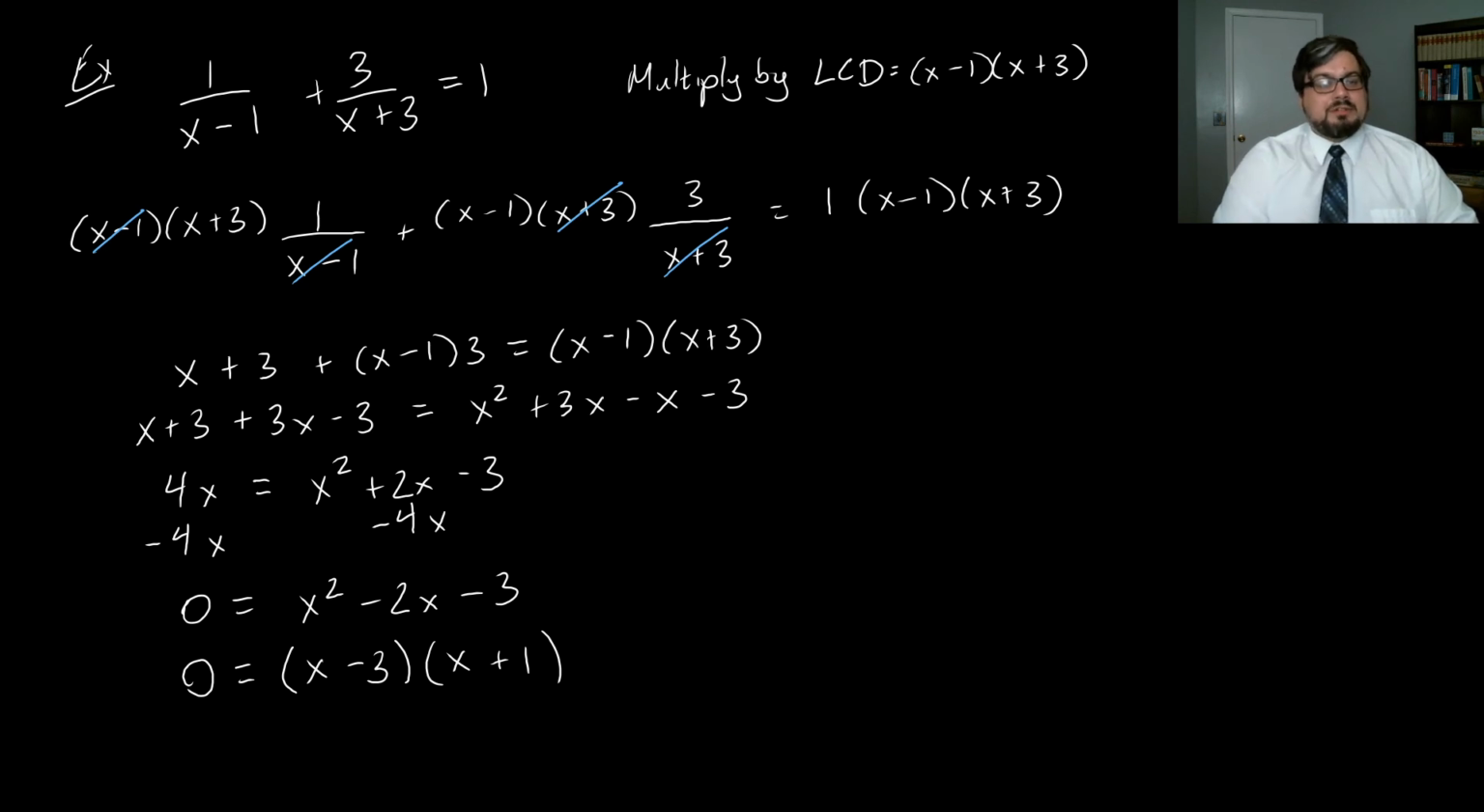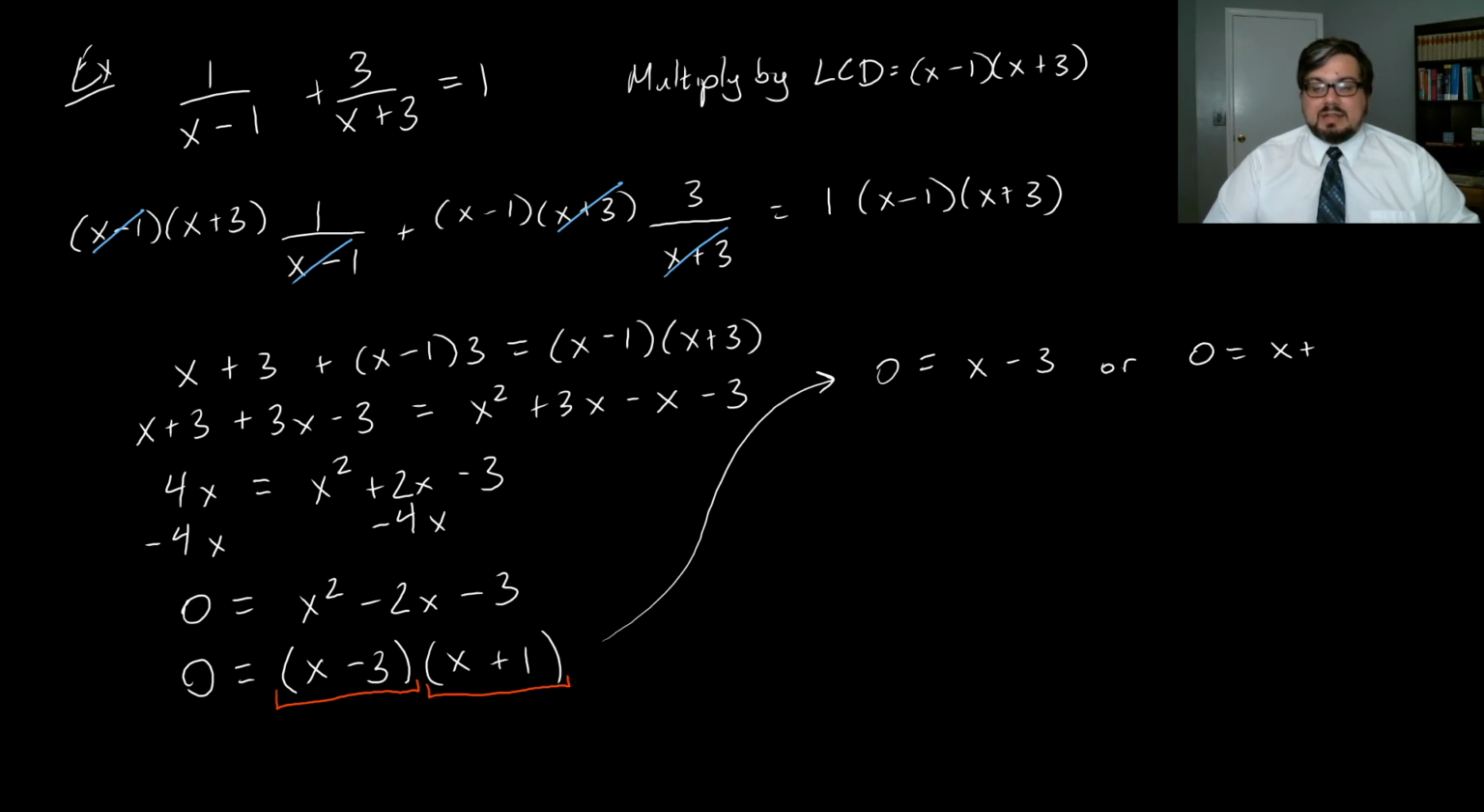So now we've reduced our problem to the point where we have two expressions, x minus 3 and x plus 1, multiplying together to give us 0. Well, the only way for that to happen is for one of those two factors to have been 0 to begin with. So this means that 0 is equal to x minus 3, or 0 is equal to x plus 1.